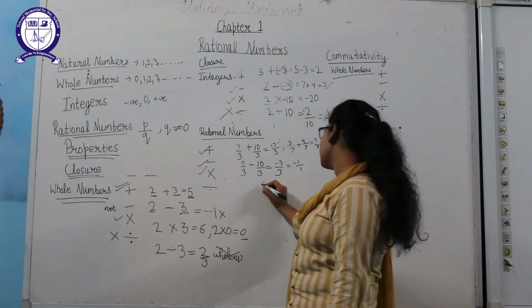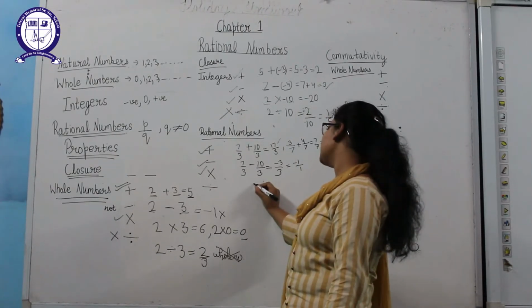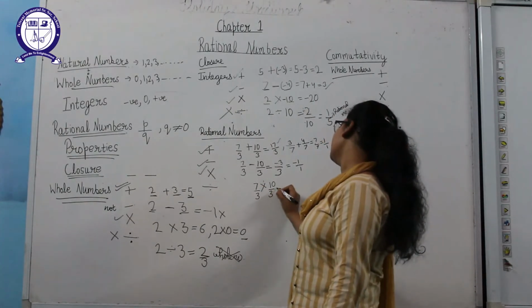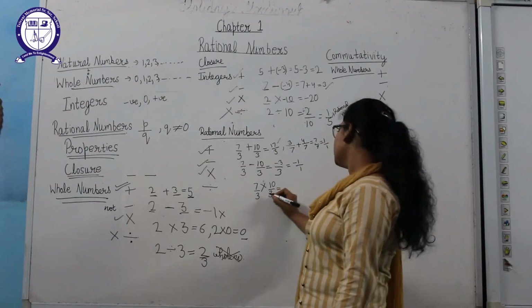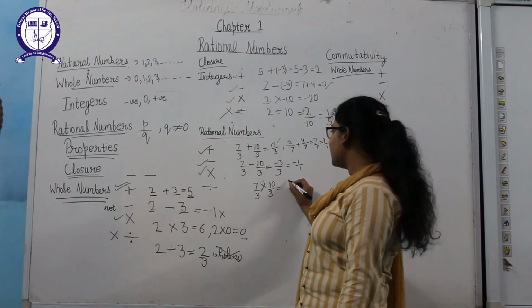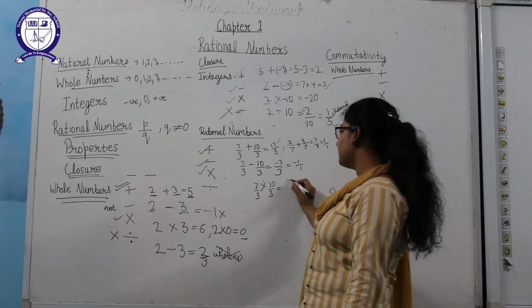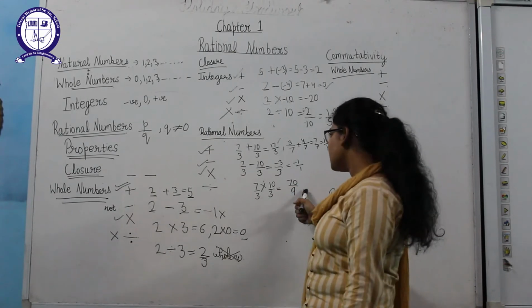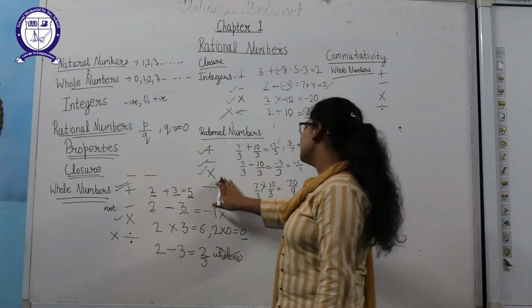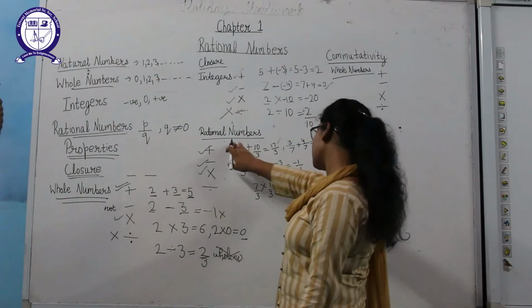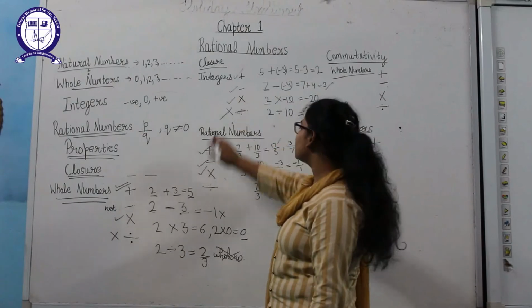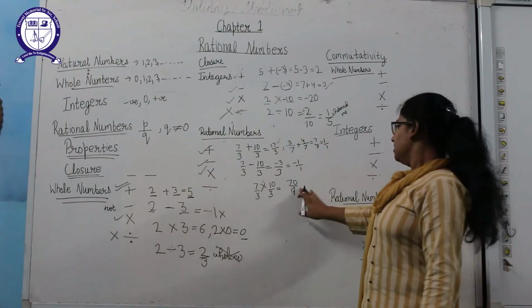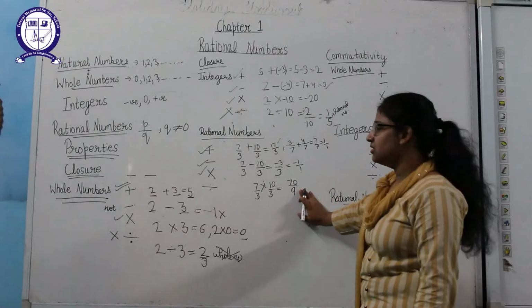What about multiplication? If we have to multiply two rational numbers, we are taking the same 7 by 3 and 10 by 3. What will we get? We will get 7 upon 10. So 7 multiply 10, 70, and 3 into 3 we get 9. It is a rational number. So rational numbers are closed under multiplication also, because we are getting a rational number as an answer.